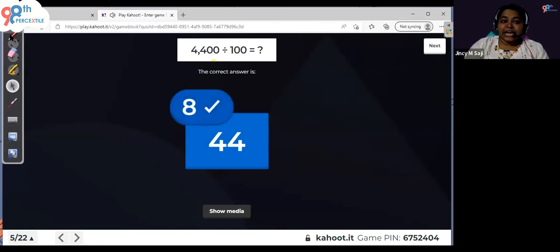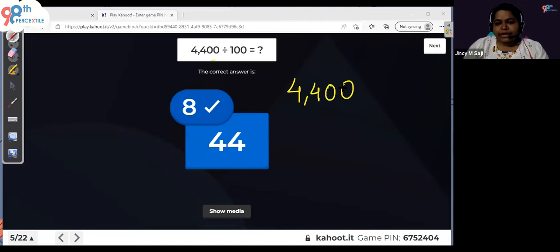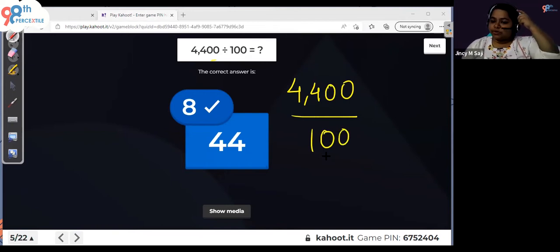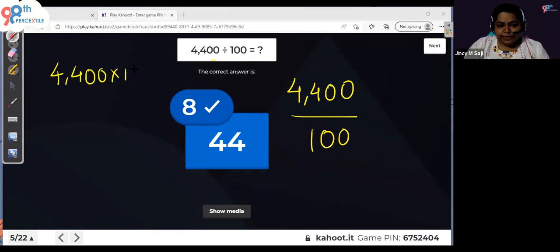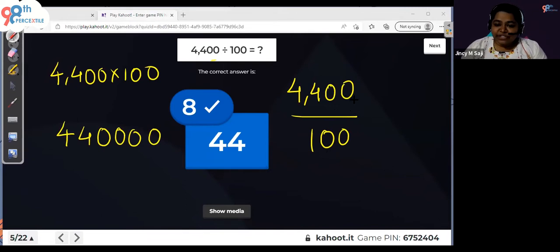Okay, 8 of you got it correct. See here, it is 4,400 over 100. So there are 2 zeros here. Just as we had learned that if it was multiplication, we would have added 2 zeros. But when it is division, we will move 2 points towards the left.